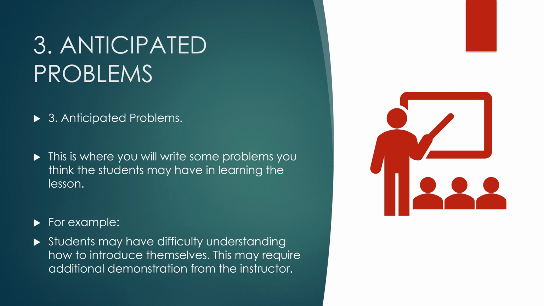Number 3, anticipated problems. This is where you'll write some of the problems you think the students may have in learning the lesson. For example, students may have difficulty understanding how to introduce themselves. This may require additional demonstration from the instructor.